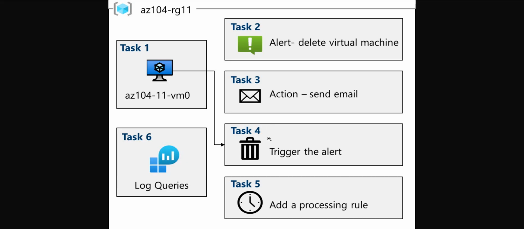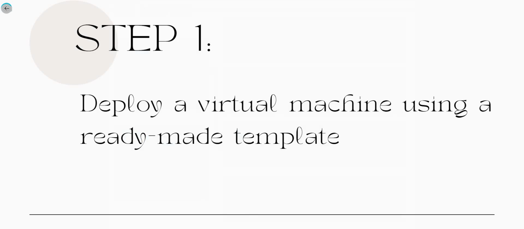Next, in task 4, we simulate a real event by actually deleting the virtual machine, and this will trigger the alert and test the notification pipeline. So moving on to task 5, we'll add an alert processing rule to suppress notifications during maintenance windows. And finally, in task 6, we'll explore log queries using the Azure Monitor Analytics tool so we can visualize and analyze performance data. So the first step is to deploy a virtual machine using a ready-made template.